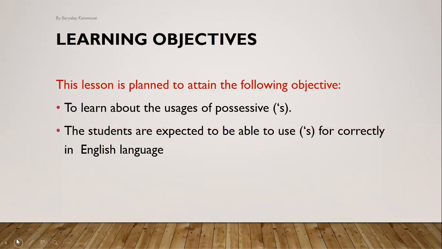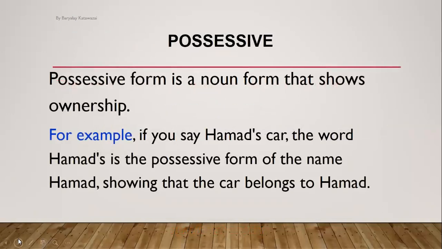Today we study the possessive form of a noun, or you can call that possessive case. Our learning objectives are the usage of possessive, or apostrophe s. You are expected to know the correct usages of apostrophe s and s apostrophe. The possessive form of a noun is the form that shows ownership. It is possessor and possession.